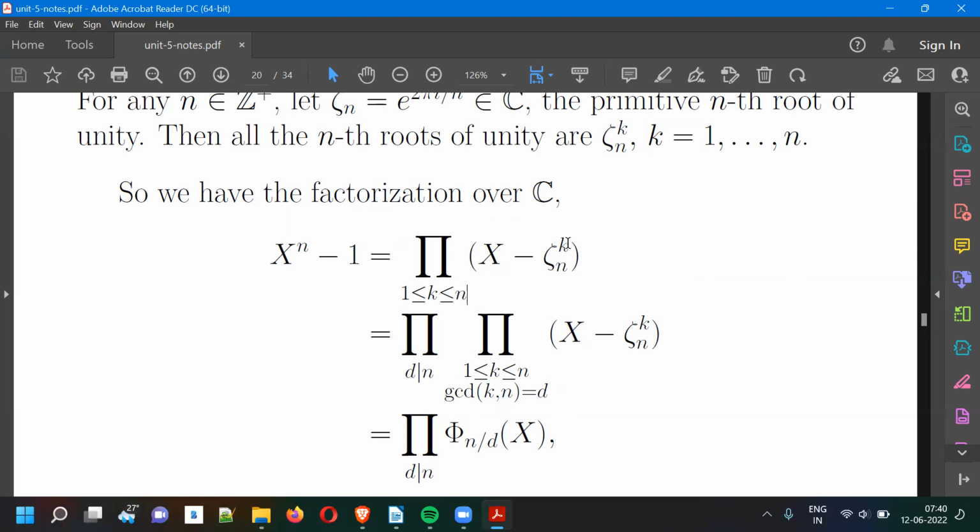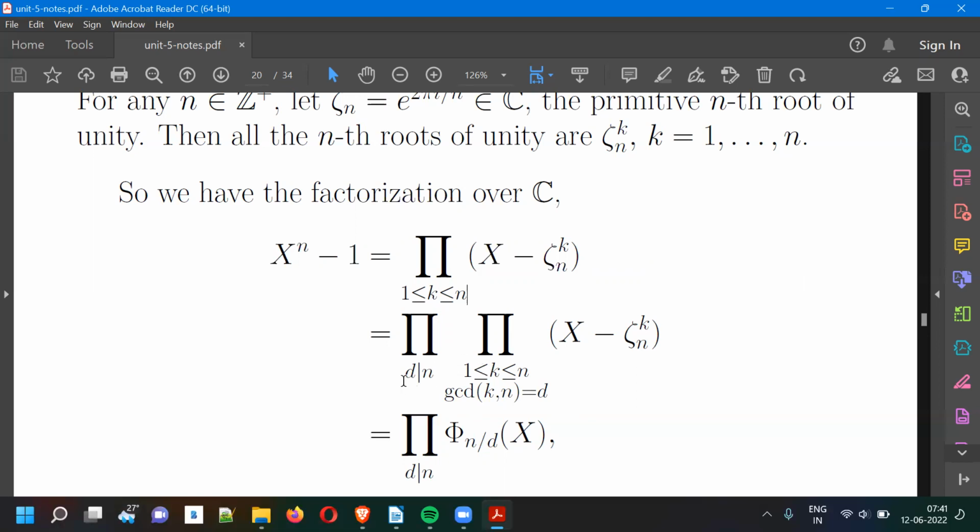Now what we do here is we'll just group the terms that appear here. How do we group the terms? We are ranging over values of k going from 1 to n. Now for each k, the GCD of k with n will be something. k will have some GCD d with n. Now depending on the GCD, I will group the terms. Now we know that the GCD of k and n will always divide n. So the GCD of k with n is a factor of n always.